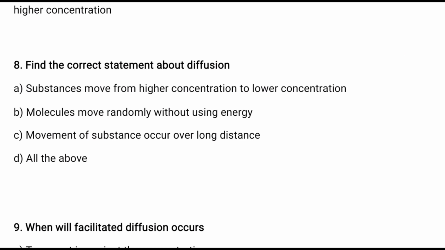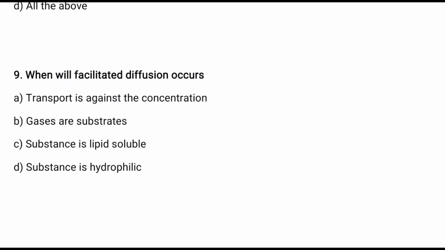Okay, let's see the next question. When will facilitated diffusion occur? Options are: transport is against the concentration, gases are substrate, substrate is lipid soluble, substrate is hydrophilic. So diffusion is of two types: simple diffusion and facilitated diffusion. Simple diffusion doesn't require a living system.